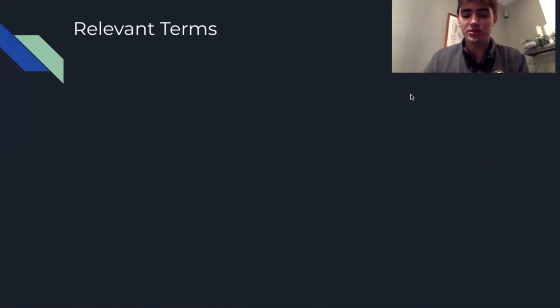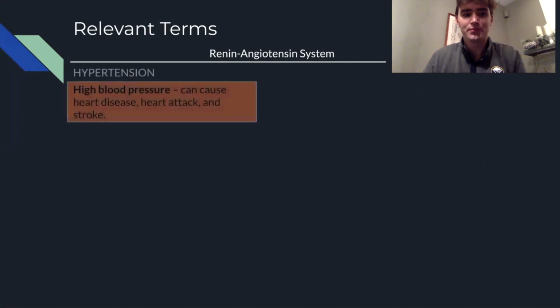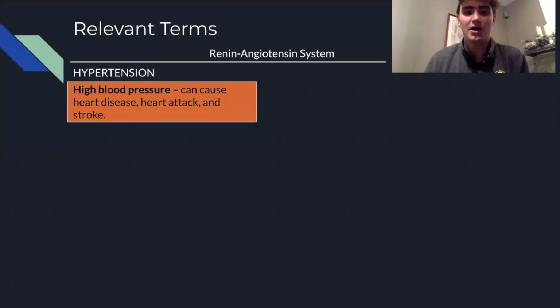Terms that are going to be relevant to what we're talking about. The renin-angiotensin system, this is the system we're going to be looking at. Basically, it regulates blood flow in the kidneys, liver, lungs, adrenal glands, and arteries. Hypertension is high blood pressure, and we're going to be talking about how that relates to COVID, and it can cause heart disease, heart attack, and stroke, which is the issue with it.